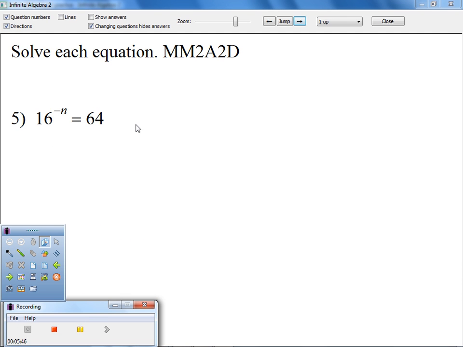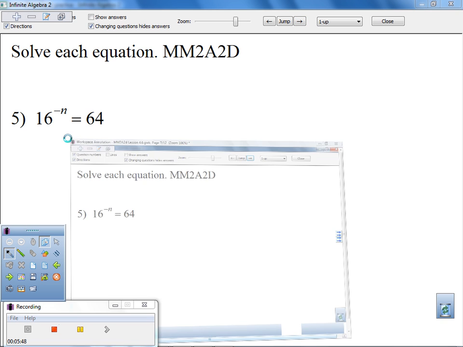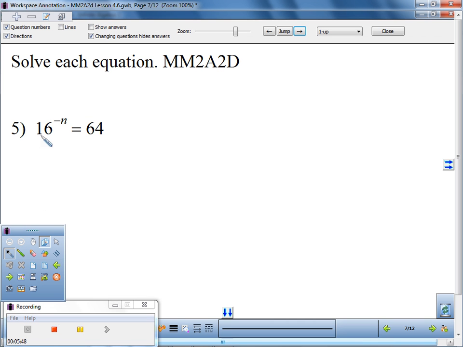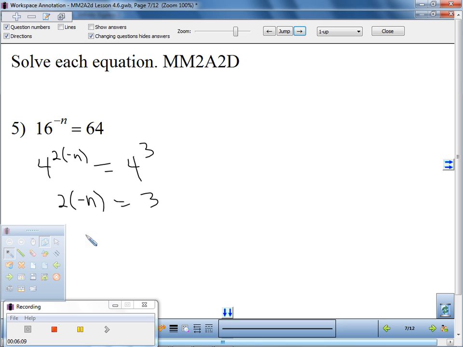Here's another example. We've got to get the same base. I know 4 goes into this and 4 goes into this. So we'll do 4 squared, and we're going to keep the negative n up there. And then we have 4 cubed, so we simply do the 2 times negative n is equal to 3. So we end up with negative 2n equal to 3. Divide both sides by negative 2, and n is equal to negative 3/2.